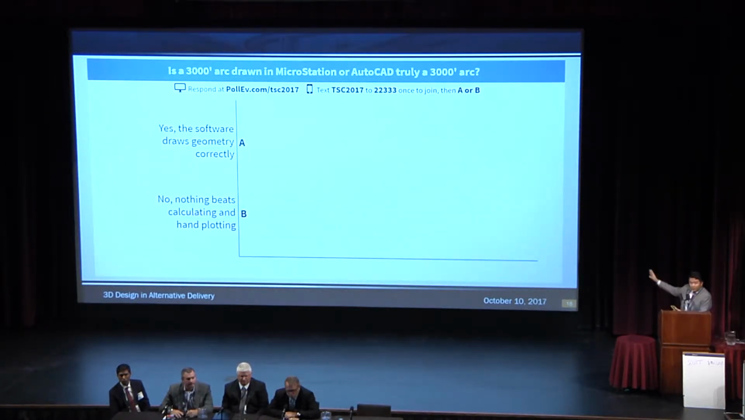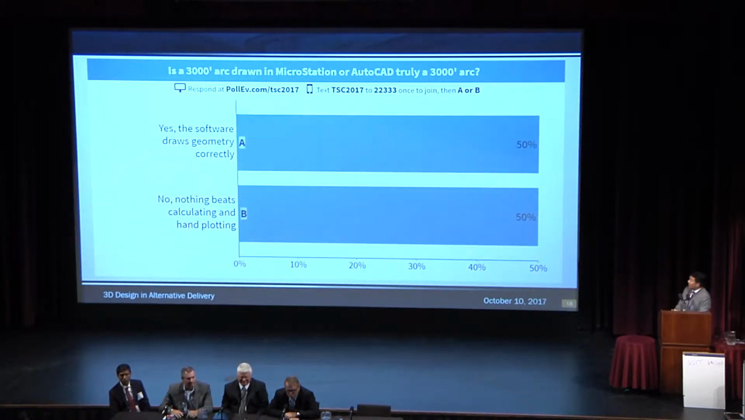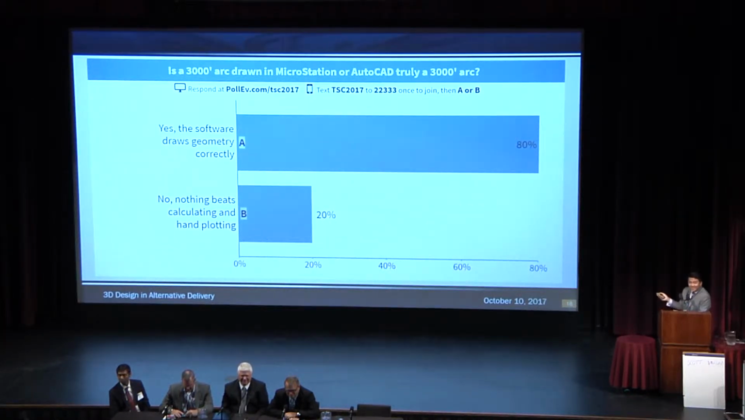So this is kind of a quick question here, but if I'm drawing something in my design software, AutoCAD, MicroStation, is a 3,000-foot arc really drawn as a 3,000-foot arc? Or do I go in and I calculate everything and draw everything and scale it? You guys are jerks.